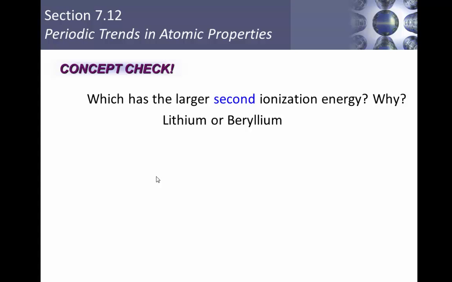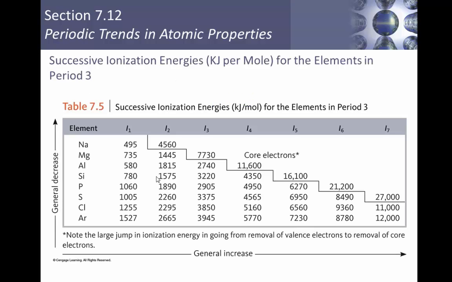Okay, how about a larger second ionization energy, lithium or beryllium? Okay, why lithium? Because now you've entered the core. You're trying to remove an electron from a full energy level. Here's a pictorial view, or a table, if you will, showing when the core electrons are entered.